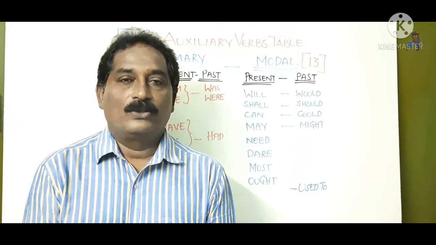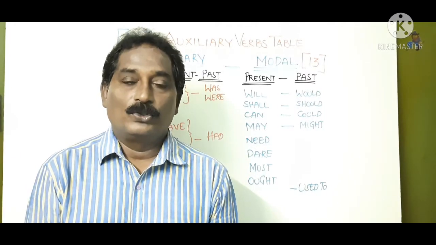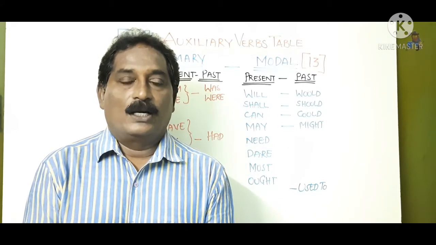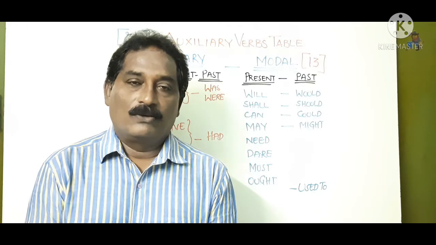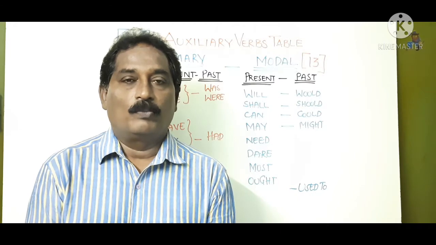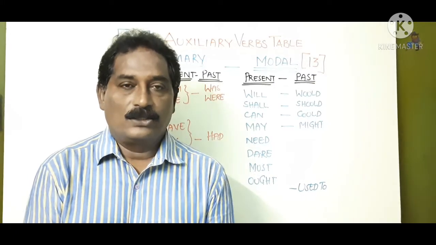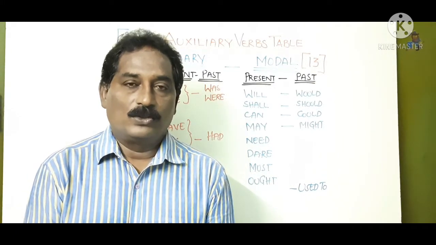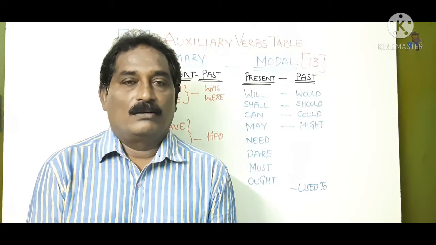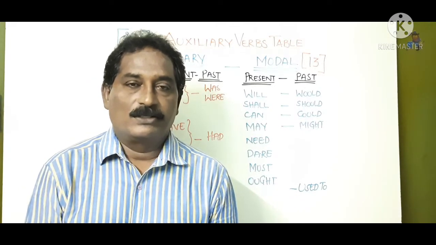Is, am, are, was, were, do, does, did, have, has, had, will, would, can, could, shall, should, may, might, ought to, used to, need, dare, must. So these are the 24 auxiliary verbs according to the tense. They are fixed and permanent. They help us a lot to make English sentences, to speak English very well. They are very useful and helpful in understanding the English developments.